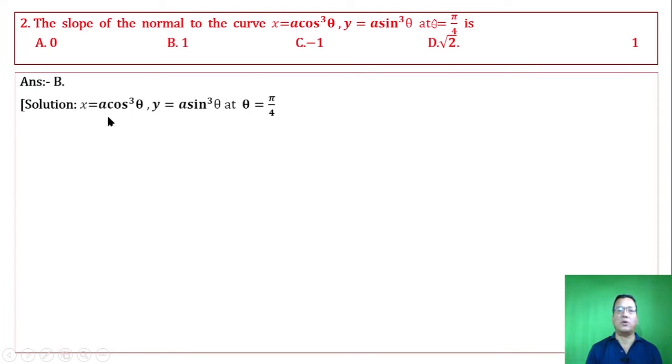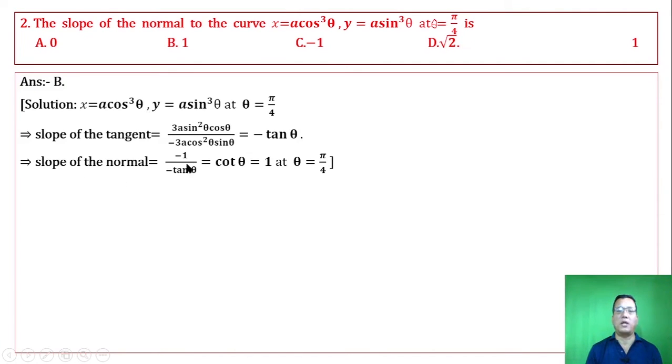Solution: x equal to a cos cube theta, y equal to a sine cube theta, theta equal to pi by 4. The slope of the tangent is dy by dx, which is dy by d theta divided by dx by d theta. Taking the derivative, we get minus tan theta. The slope of the normal is minus 1 divided by the slope of the tangent. The slope of the tangent is minus tan theta, so the slope of the normal is 1 by tan theta, which is cot theta. The value of cot theta is 1 when theta is pi by 4. And the correct answer is B.